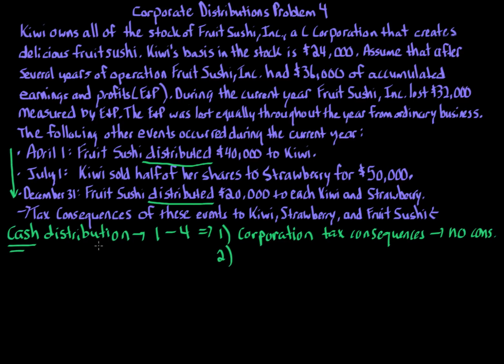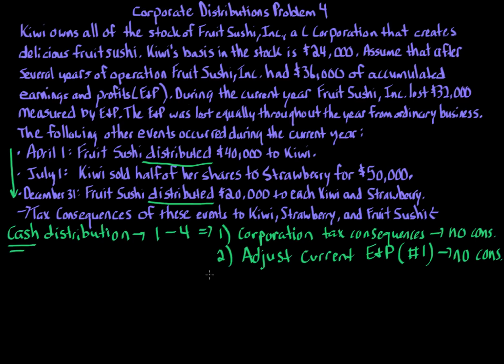You'll see in later problems where it's a property distribution and there's some type of inherent gain, the corporation will potentially have to recognize gain, and you'll see what happens if there's loss. Step 2 is that if there is an adjustment from step 1, we have to adjust current year E&P. What is the current year E&P here? It's negative $32,000. But we only adjust with respect to step 1, and since it's a cash distribution, there are no consequences in step 1, so there are also no consequences in step 2. I know we've gone through this in past cash distributions: steps 1 and 2 are always no tax consequences.